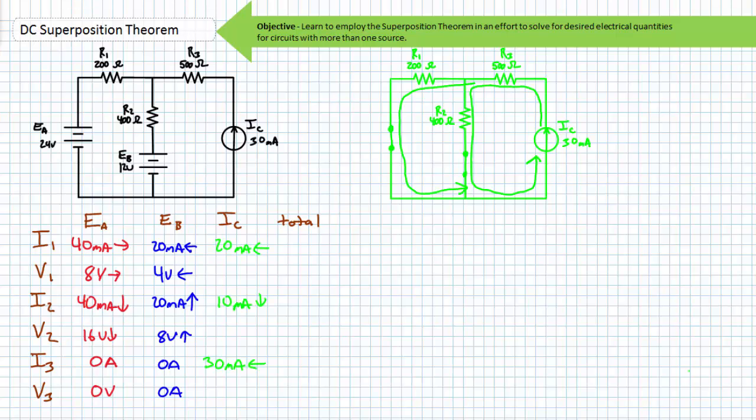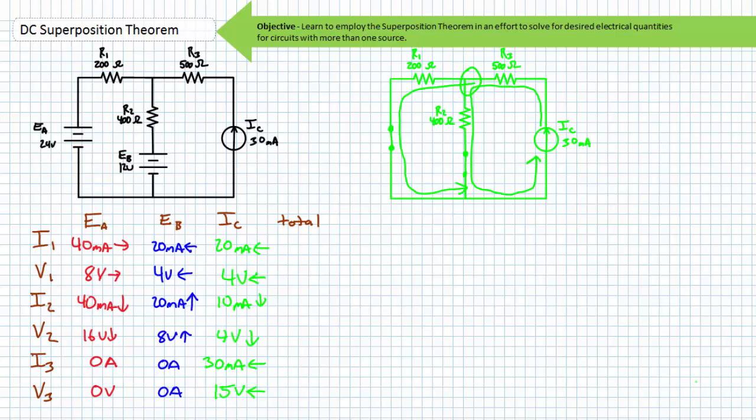In this case, current source IC must force 30 milliamperes of current through R3 right to left. At the top node, one can use the current divider rule to find that 20 milliamperes of current travels through R1 right to left, and the remaining 10 milliamperes of current travels through R2 top to bottom.